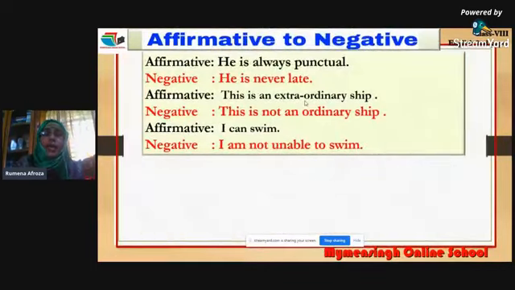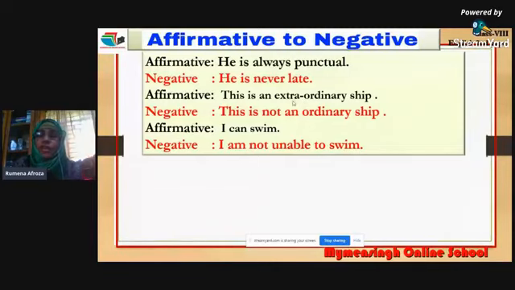Okay, and let's see the next example. He's always punctual. He's never late. What is the difference here? If you find always in the affirmative form, you just use never instead of always. And you also have to change the word to its opposite. Punctual means the opposite of late, so here I have used late. If you find good, you will write bad. If you find honest, you will write dishonest. Okay.